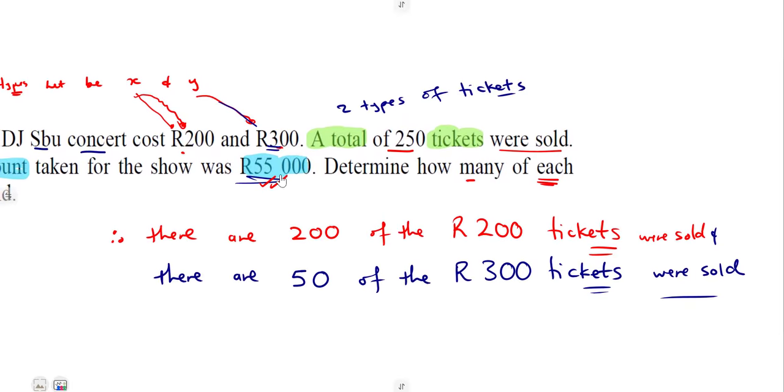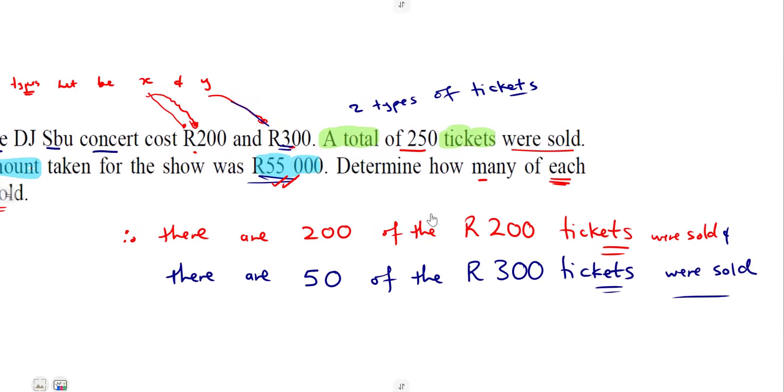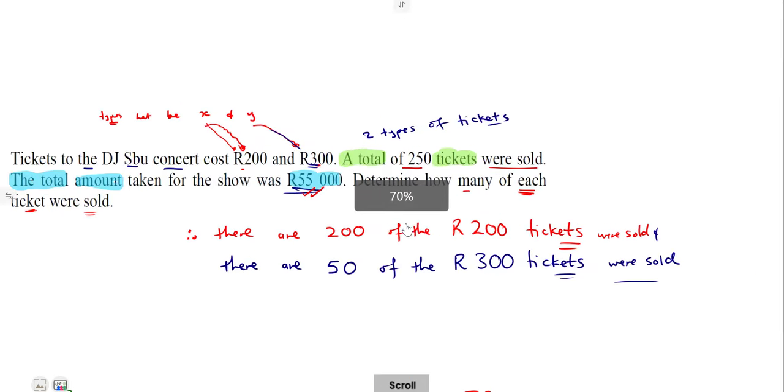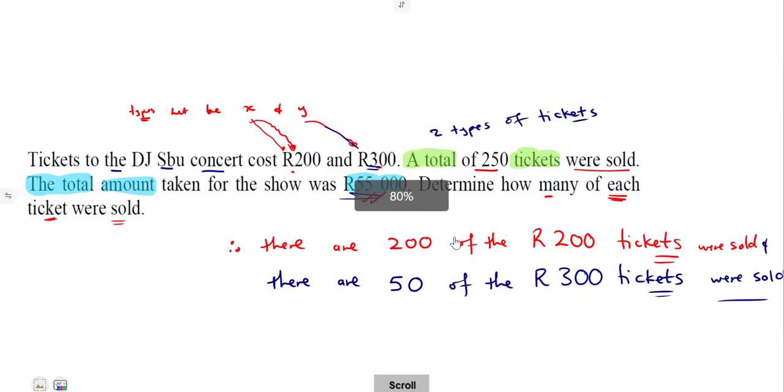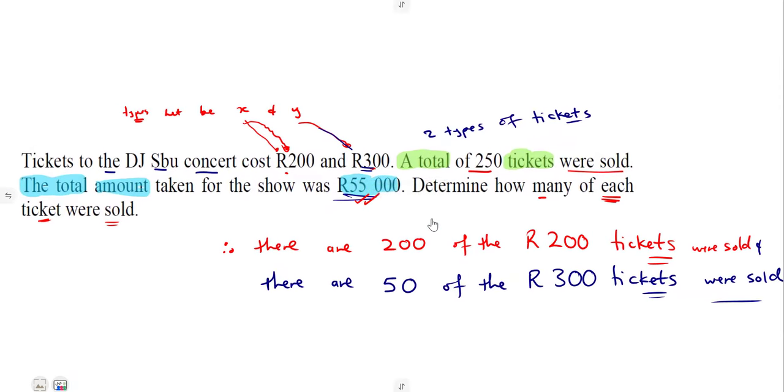If you chose that X represents the 300 Rand ticket and Y represents the 200 Rand ticket, it is in your hands. As long as you understand what X represents and what Y represents, you can choose whatever you want. But as you can see, it led us to the simultaneous equations.